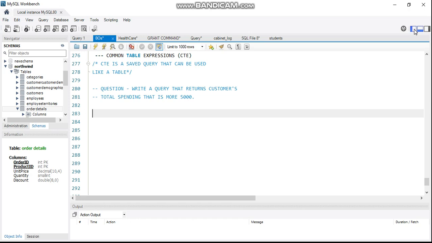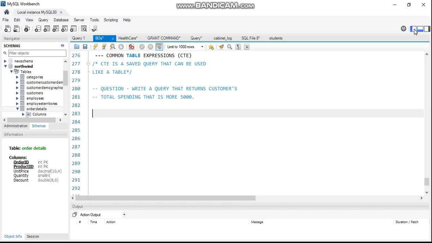CTE is like having a query saved in case you want to use it later, and it is official, it is professional, it is what they use on the job. People use CTE on the job to make their work neat and also faster.